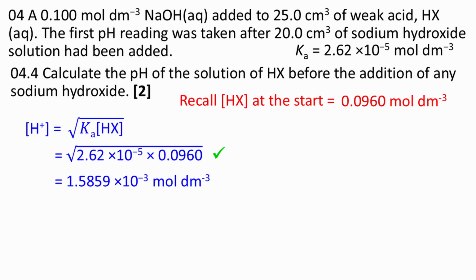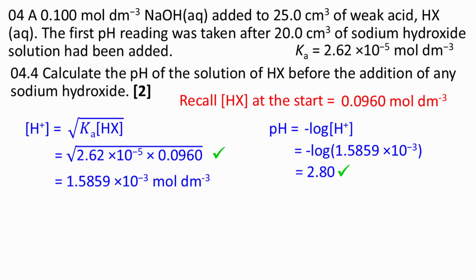Recall that the concentration of HX at the beginning of the reaction is 0.0960 mole per decimeters cubed. We are given the value of Ka in the question. Substituting these numbers into the Ka expression gives us our first mark. The value works out to be 1.5859 times 10 to the minus 3 moles per decimeters cubed. Don't forget to square root. pH is equal to minus log to the base 10 of H plus concentration. This works out to be 2.80 and gains the second mark. Give pH answers to 2 decimal places unless the question states otherwise.